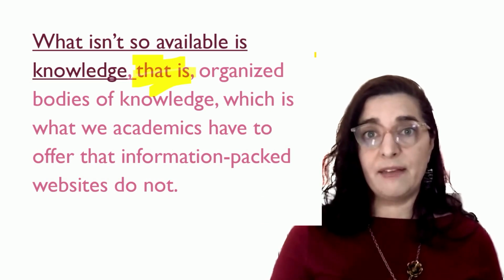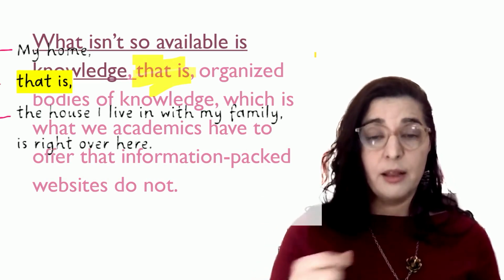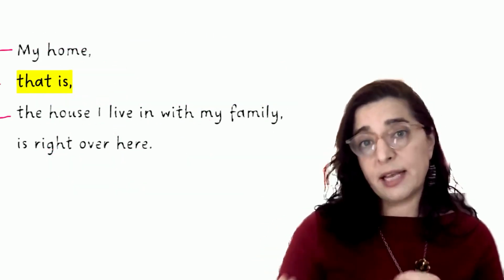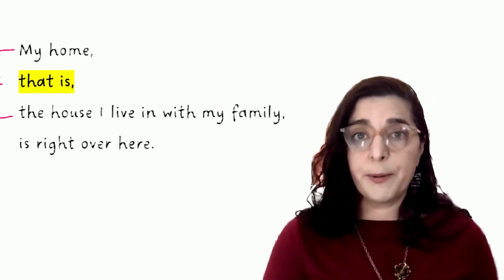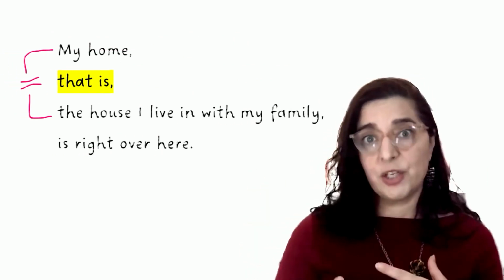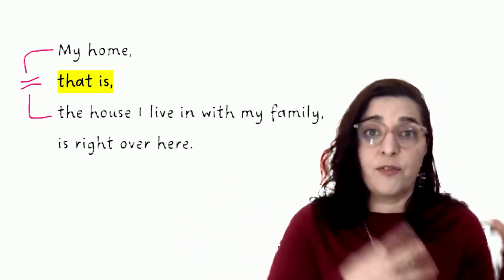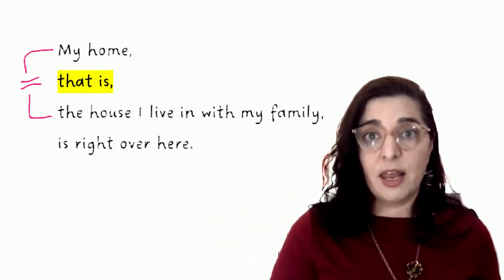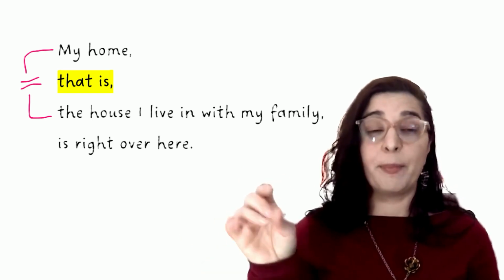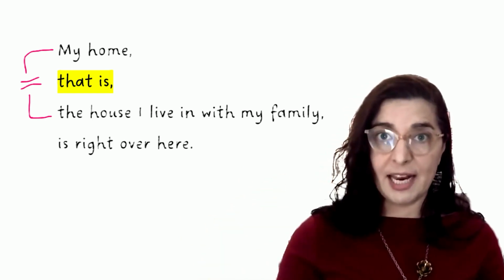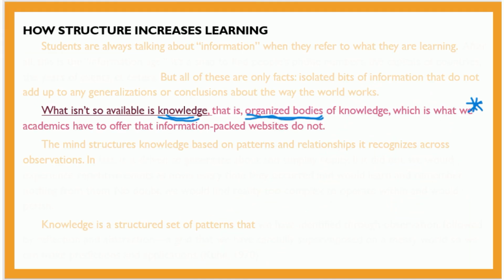That's a clue that we're being given a synonym or definition, right? Like if I said, my home, that is the house I live in with my family, is right over here. That is tells you that the second chunk of what I'm saying is just an alternative way of describing the first chunk. It's a definition. And definitions are the kinds of things we want to pay attention to in our skimming and scanning process, even if all we do with them for now is put an asterisk or the letters DEF in the margins as a flag for when we return there later.